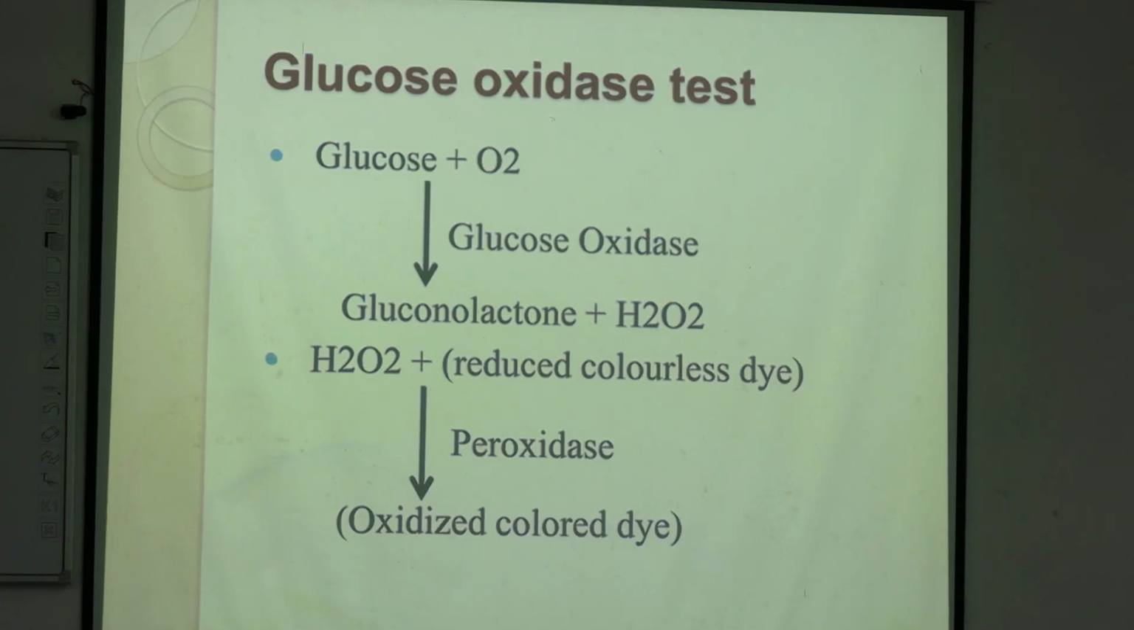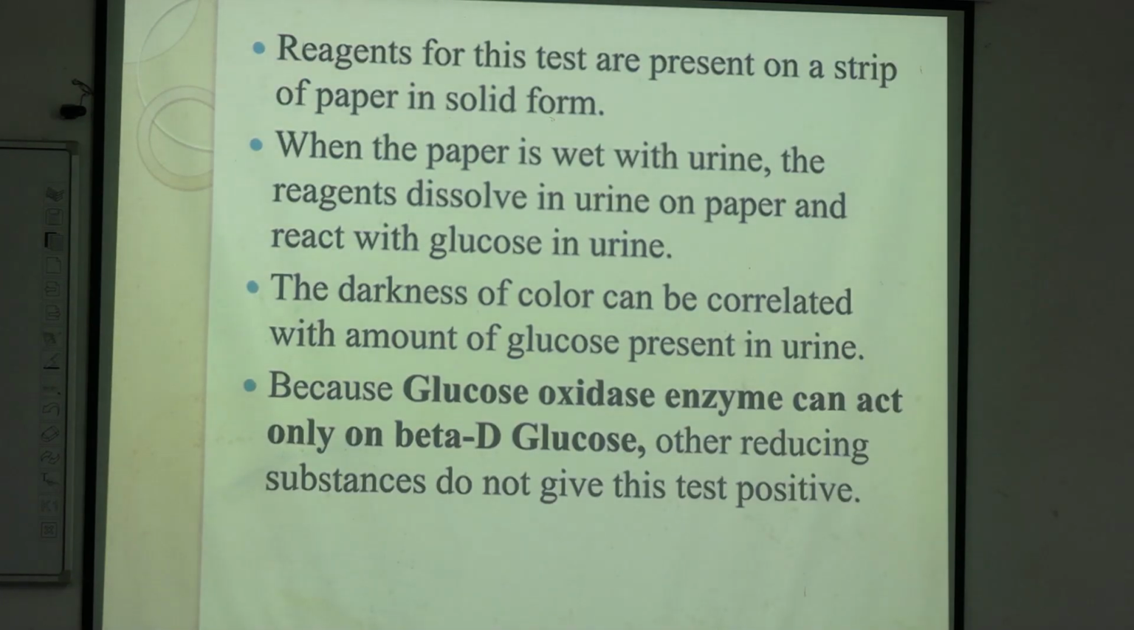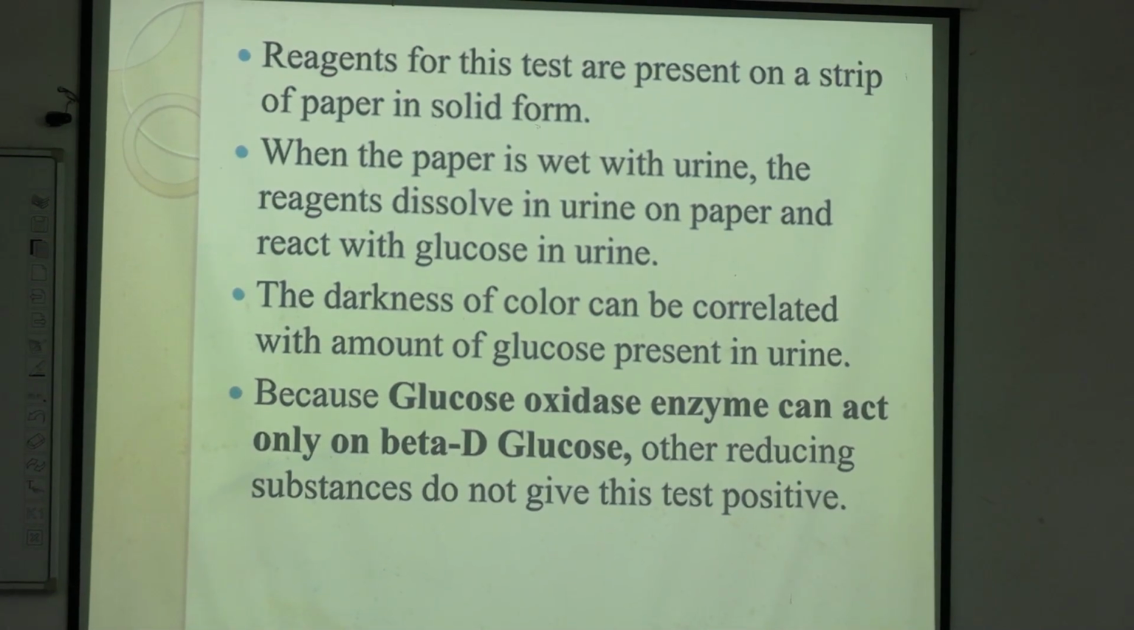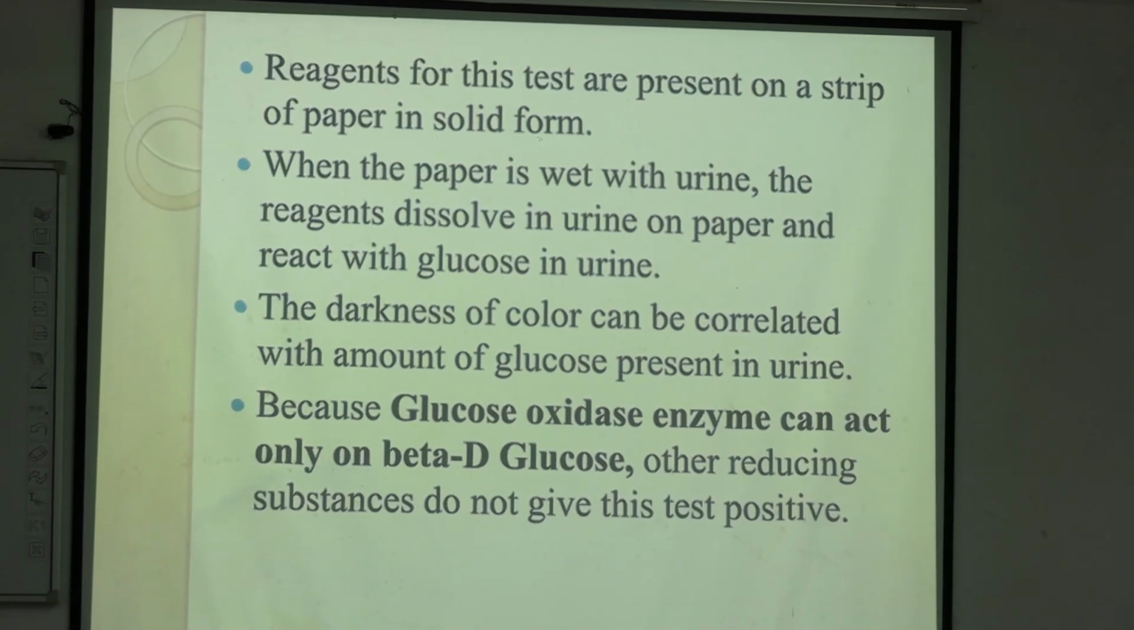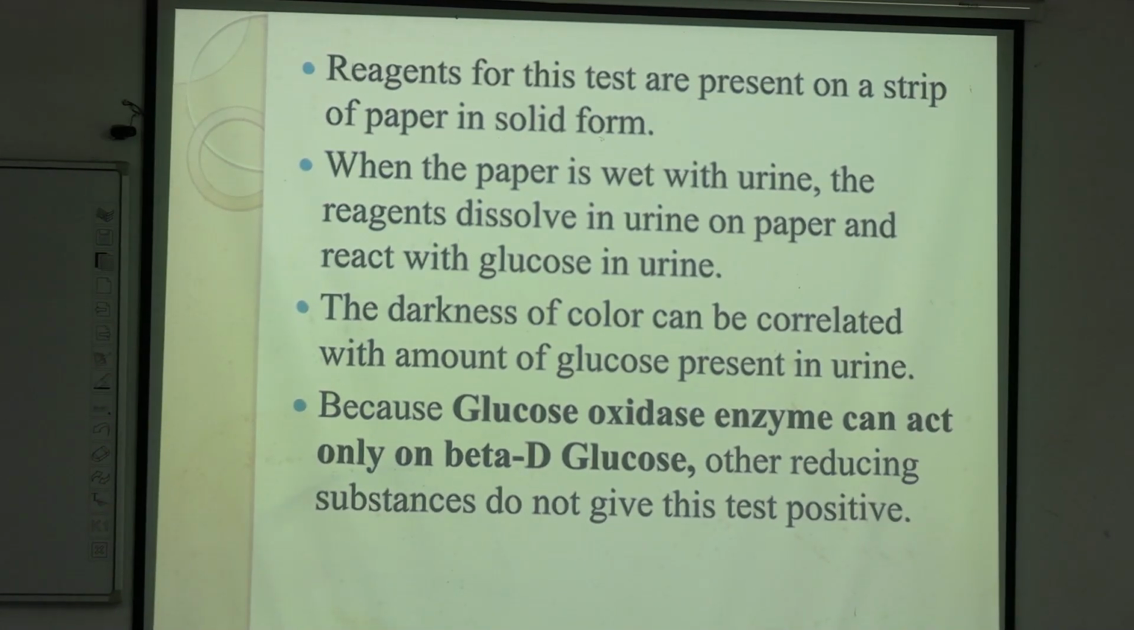Clear? So this glucose oxidase test is used in the urine dipstick method. Urine dipstick method is a paper embedded with the colorless dye. When it comes in contact with urine, if glucose is present, that glucose will react with the strip, the oxidase and the dye, and it will give rise to a color.